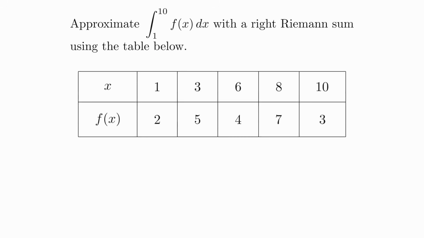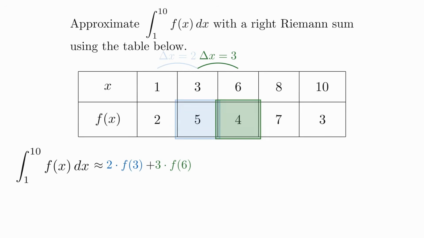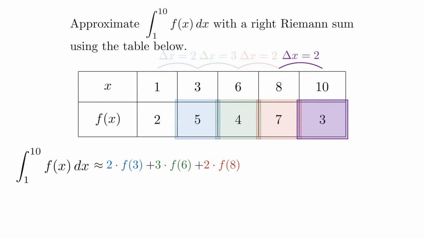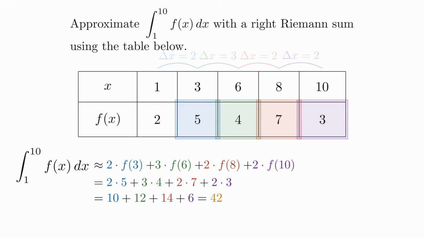The next thing we want to look at is a right sum. So in a right sum, you do basically the same thing. You write your integral, you write your approximately equal to sign, and then it's going to be delta x is 2, and then f of 3. And then delta x is 3, f of 6, delta x is 2, f of 8, delta x is 2, f of 10. You write that down, then you fill in the values, and then you stop. But again, I'm going to evaluate it because why not?